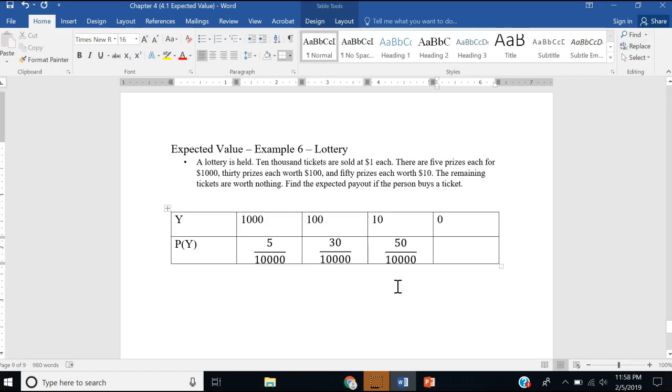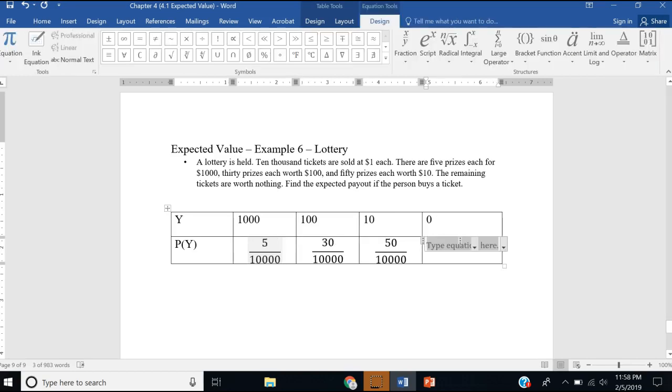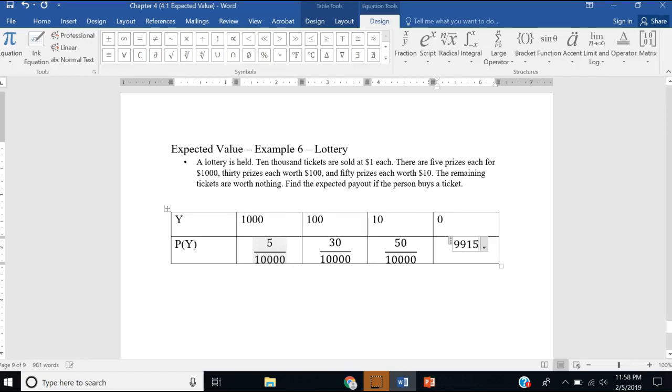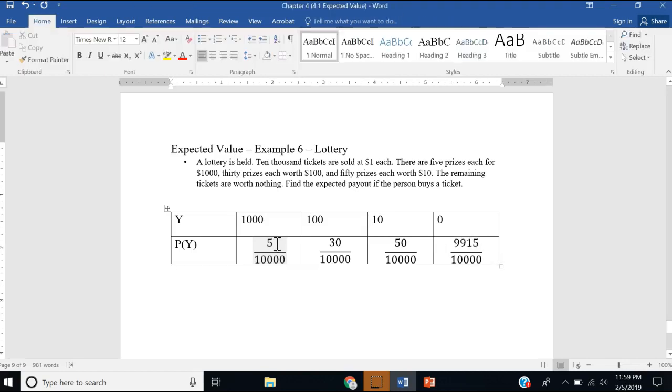Now, in this case, we have to be a little bit careful here. How many tickets in total did we use? We used 85 total tickets out of the 10,000. So what that means is the remaining 9,915 tickets have nothing on them. So the probability of having $0 is 9,915 out of 10,000.